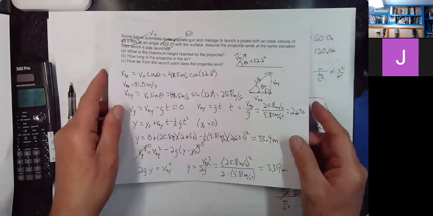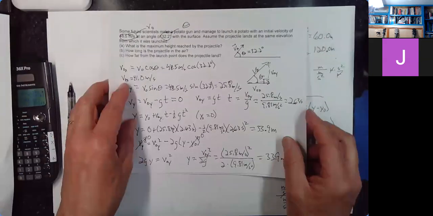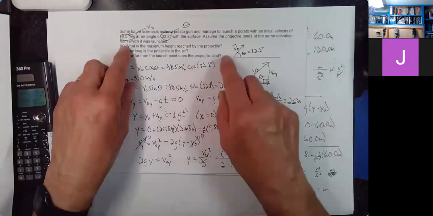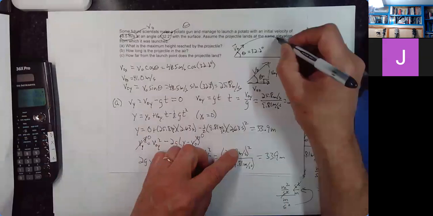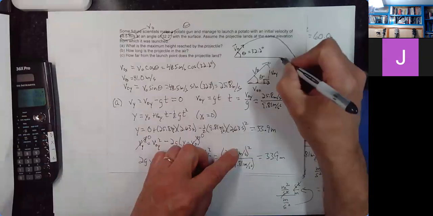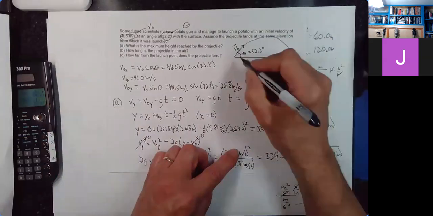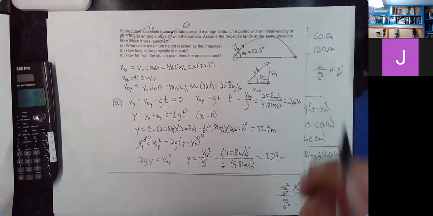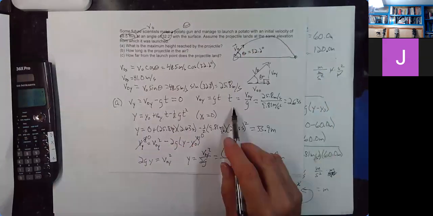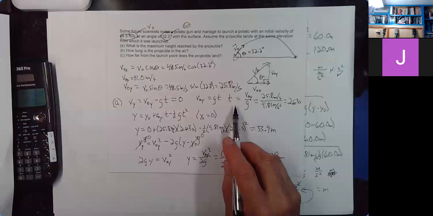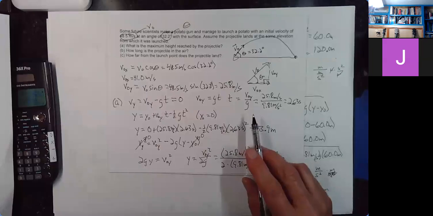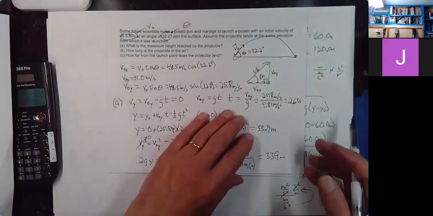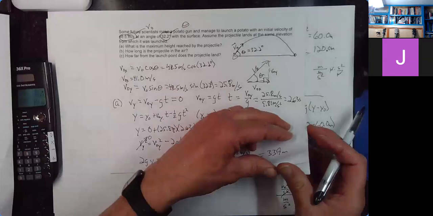Okay, now here's the thing. It's beginning and ending at ground level. So this projectile is following a path that goes like this, where it ends up at the same height that it started from. And when that's the case, it will spend exactly as much time on the way down as it did on the way up. And I can show you that.